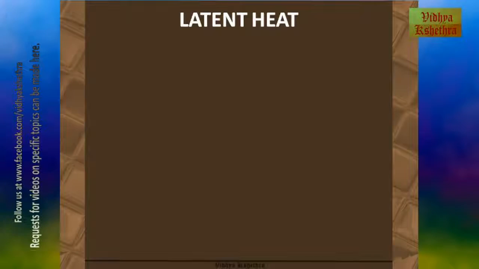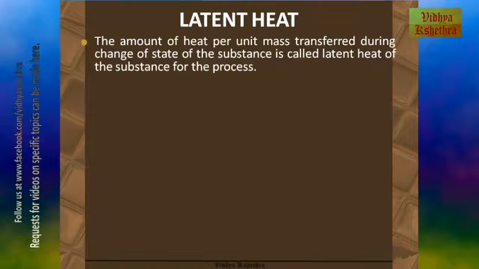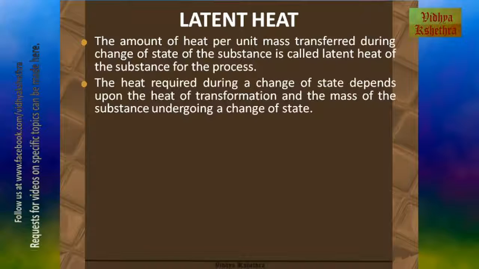Now we shall see latent heat. The amount of heat per unit mass transferred during change of state of the substance is called the latent heat of the substance for the process. As we have already seen, during the change of state, the temperature remains constant. The heat required during a change of state depends upon the heat of transformation and the mass of the substance undergoing a change of state.